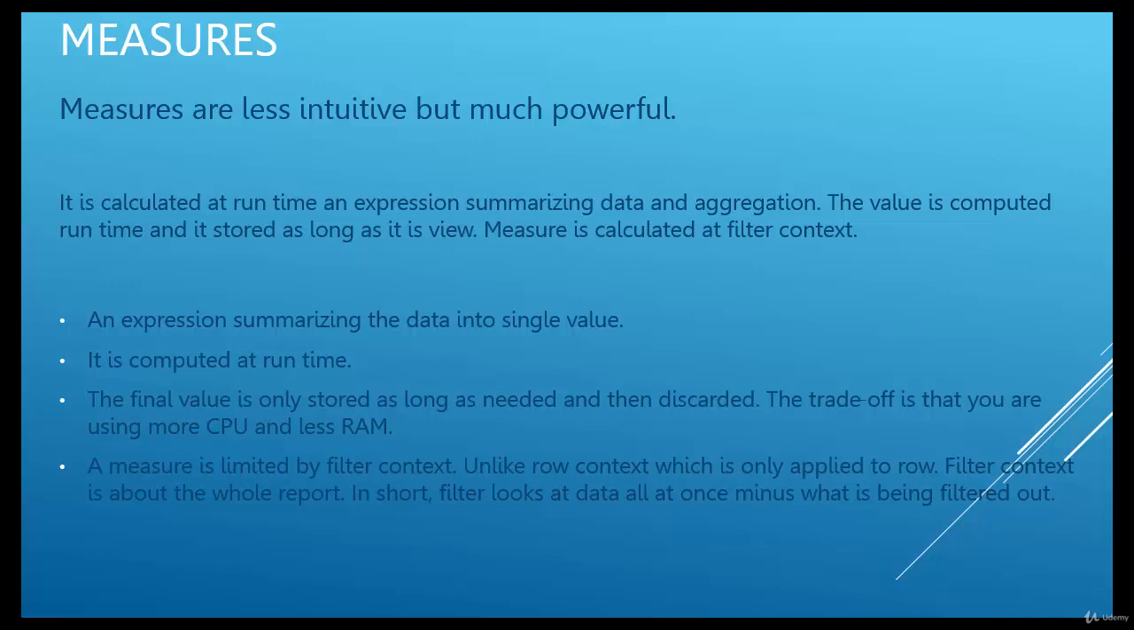A measure is limited by filter context. You're not applying it to a row, unlike row context, which is only applied to a row. Filter context is about the whole report. In short, filter context looks at the data all at once, minus what is being filtered out. So calculated columns are applied at row level, and all the calculations are done at row level, whereas in a measure it is the filter context, or the columnar context. All the aggregations are done based on the columns rather than on the row.